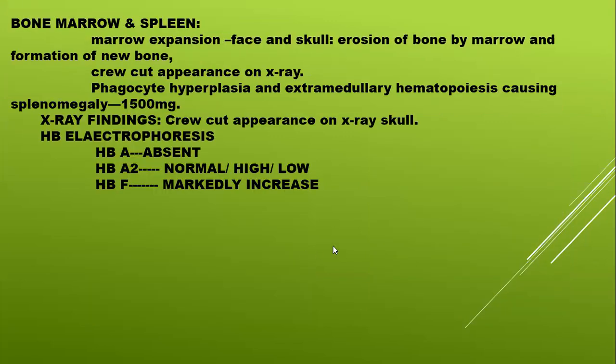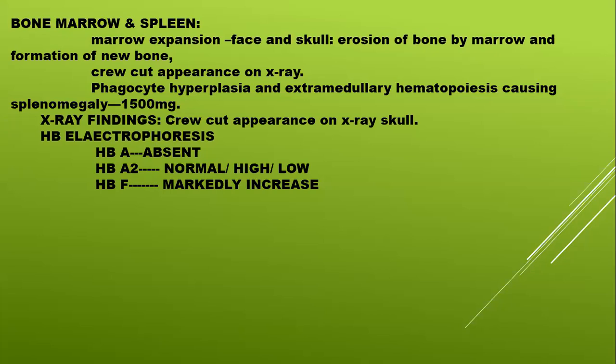Bone marrow and spleen: marrow expansion at the face and skull, erosion of the bone by marrow, and the formation of new bone, giving a crew-cut appearance on the X-ray film. Phagocytic hyperplasia and extramedullary hematopoiesis lead to splenomegaly. The spleen may be up to 1500 grams in weight. X-ray findings: crew-cut appearance on the X-ray of the skull.